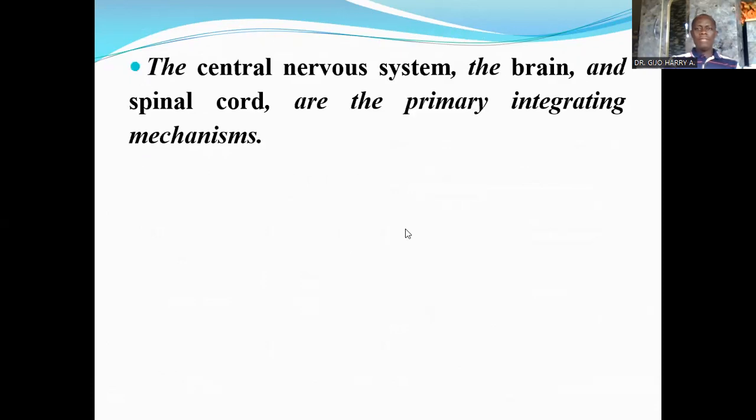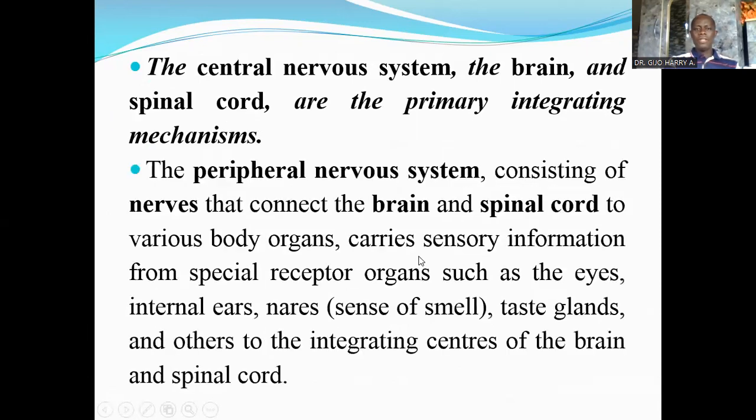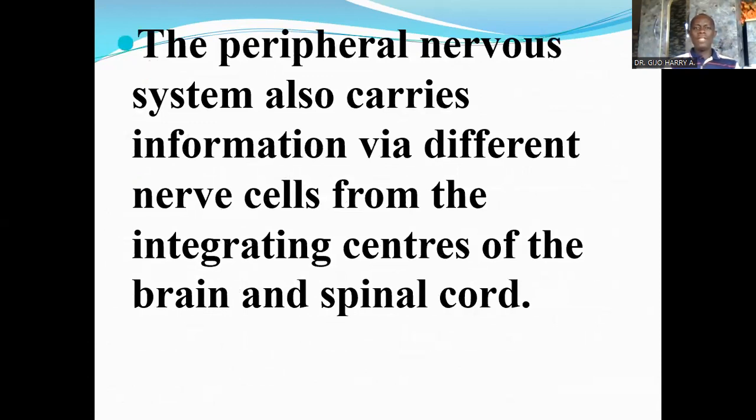The central nervous system, the brain, and the spinal cord are the primary integrating mechanisms in the fish. The peripheral nervous system, consisting of nerves that connect the brain and spinal cord to various body organs, carries sensory information from special receptor organs such as the eyes, internal ears, taste glands, and others to the integrating centers of the brain and the spinal cord. The peripheral nervous system also carries information via different nerve cells from the integrating centers of the brain and spinal cord.